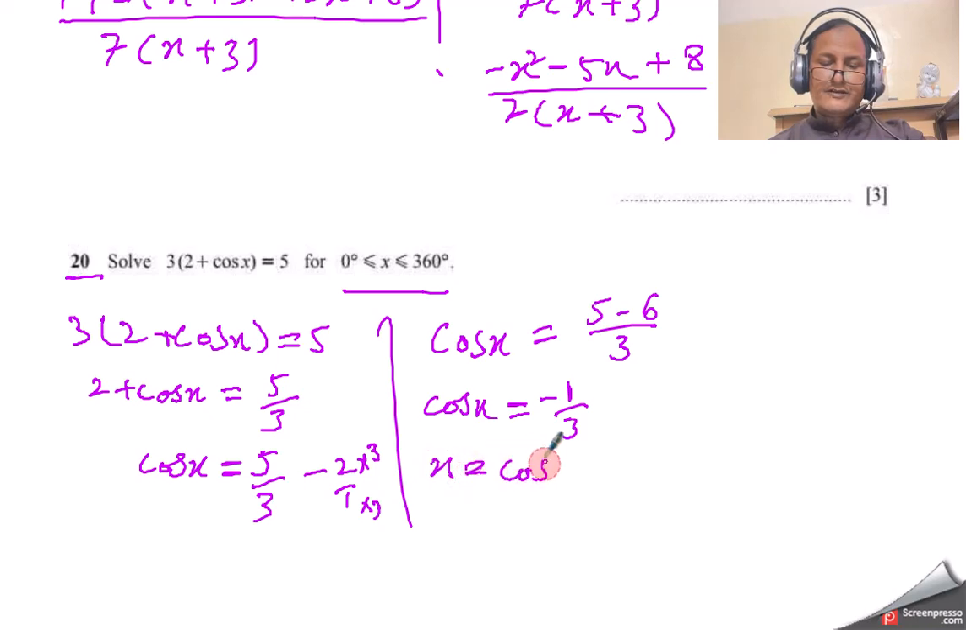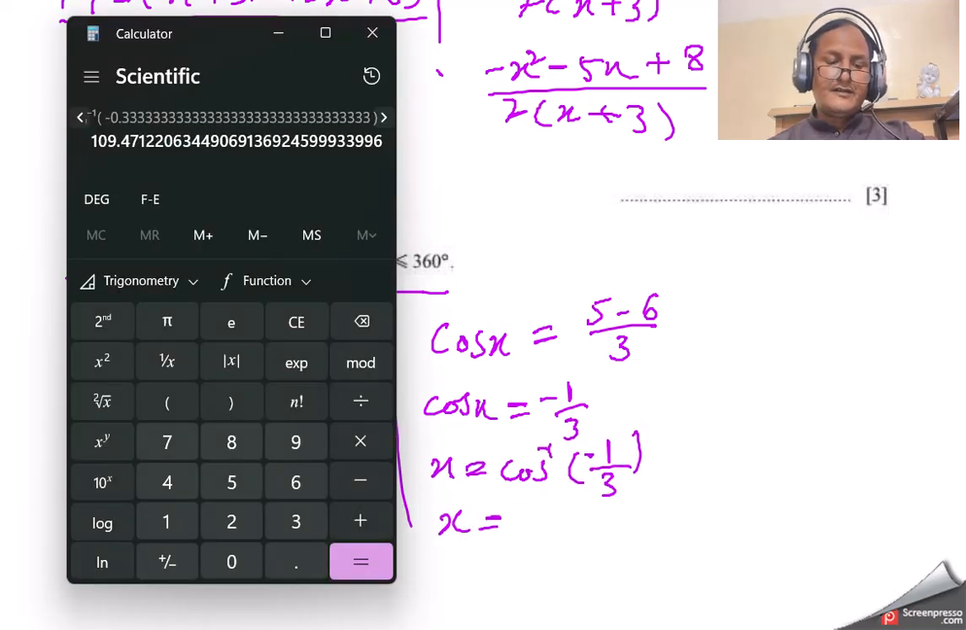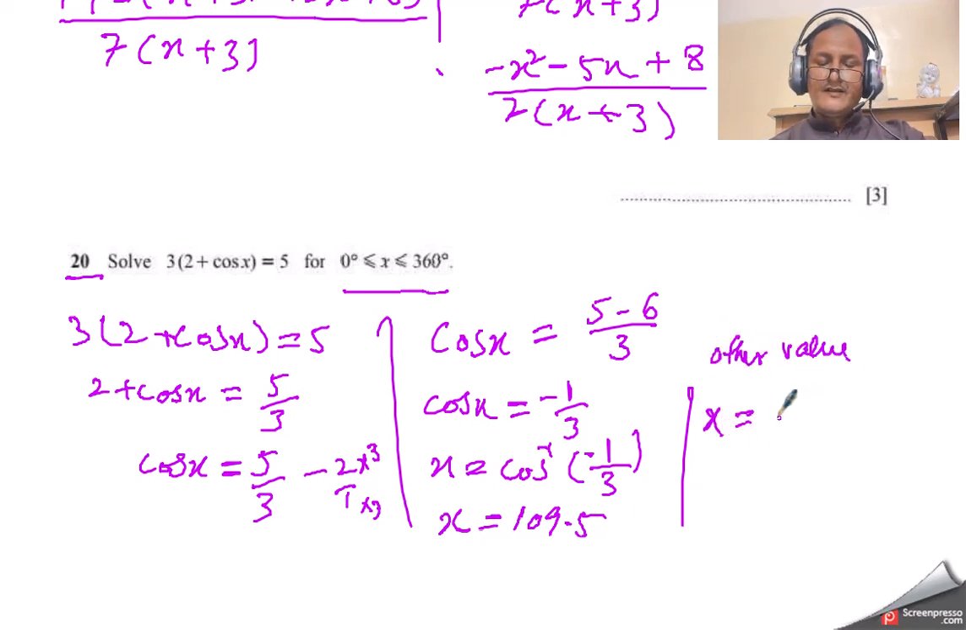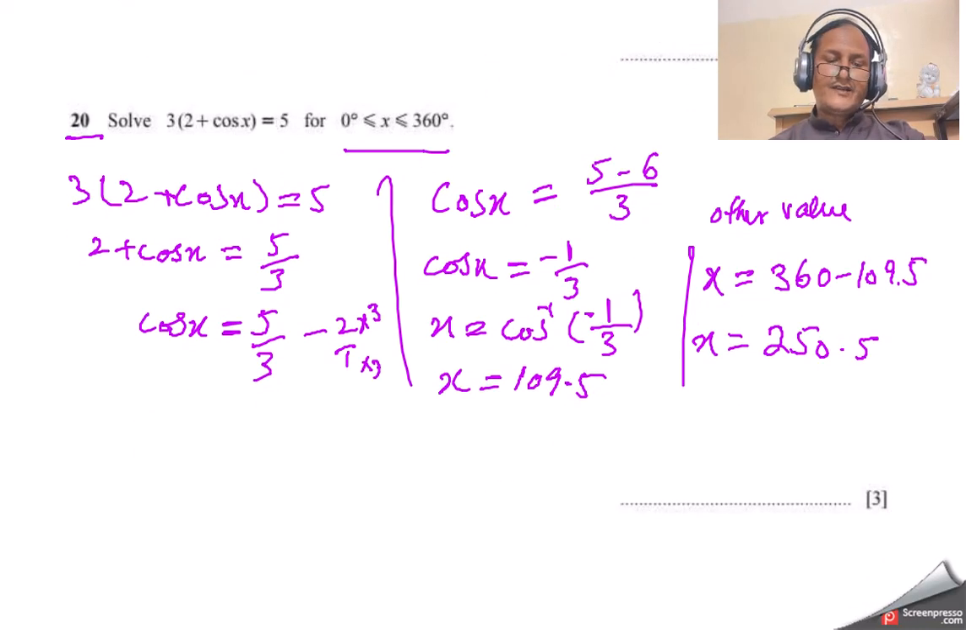Here x is the cos inverse of negative 1 by 3. The direct value is 109.5. Because this value is greater than 180, the other value we have is 360 minus 109.5, which is basically 250.5. This is another value. These two values are for x.